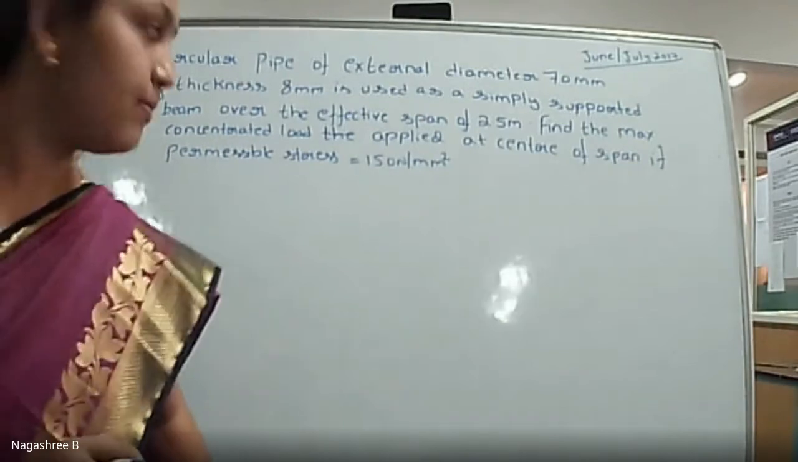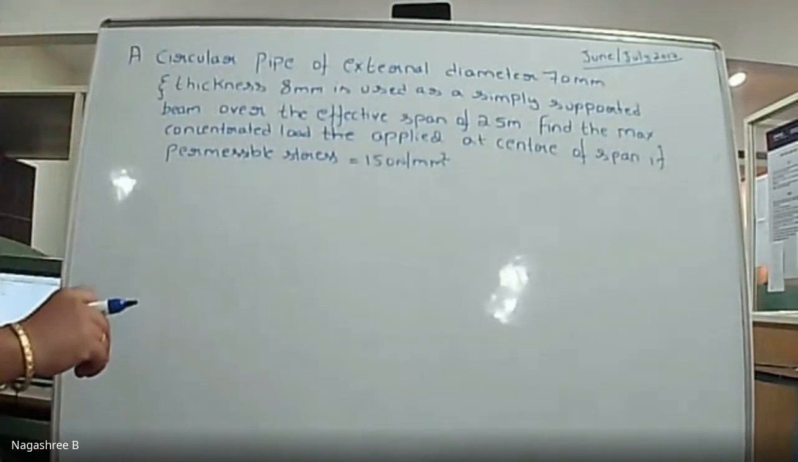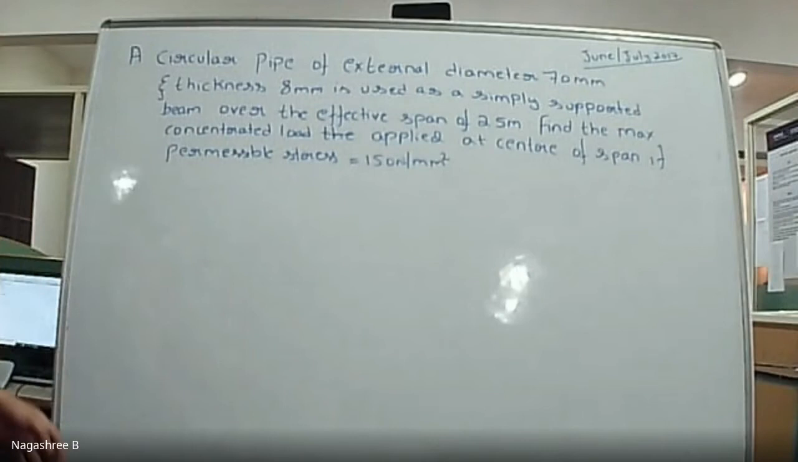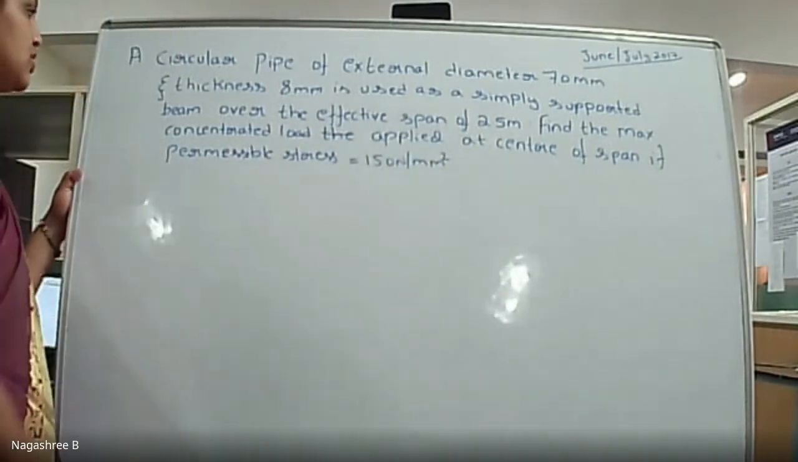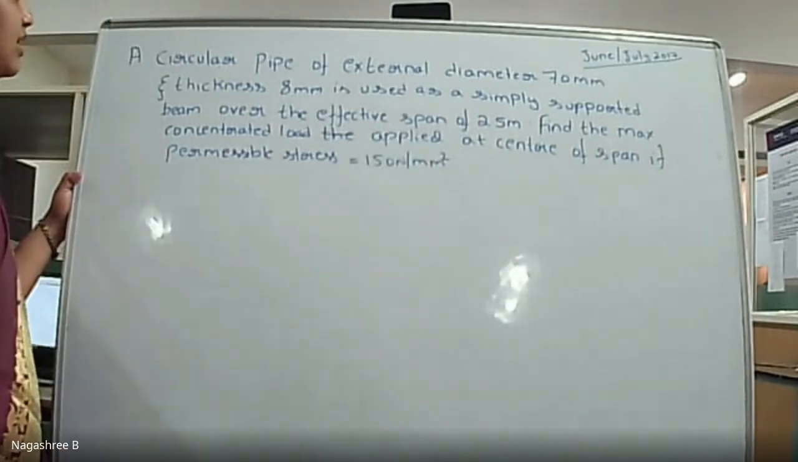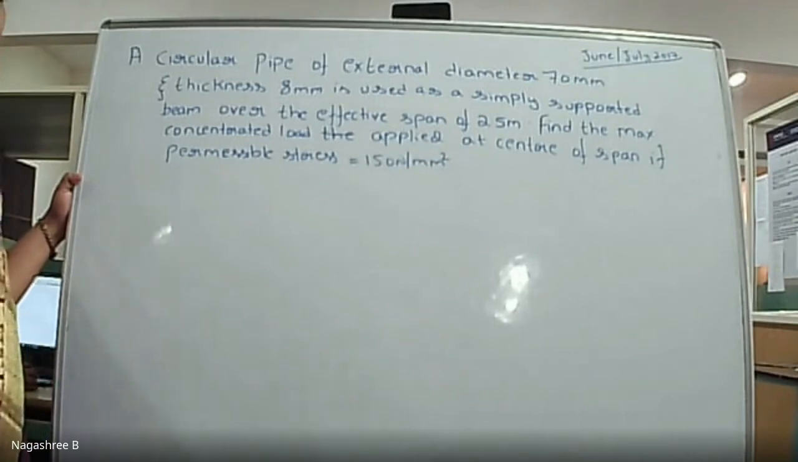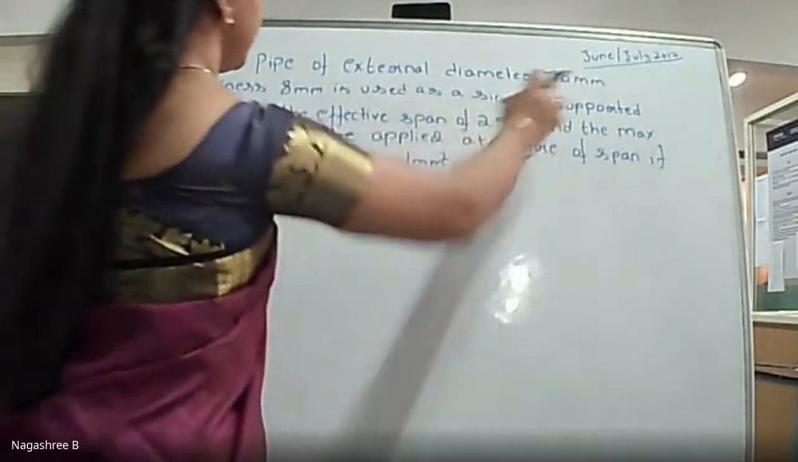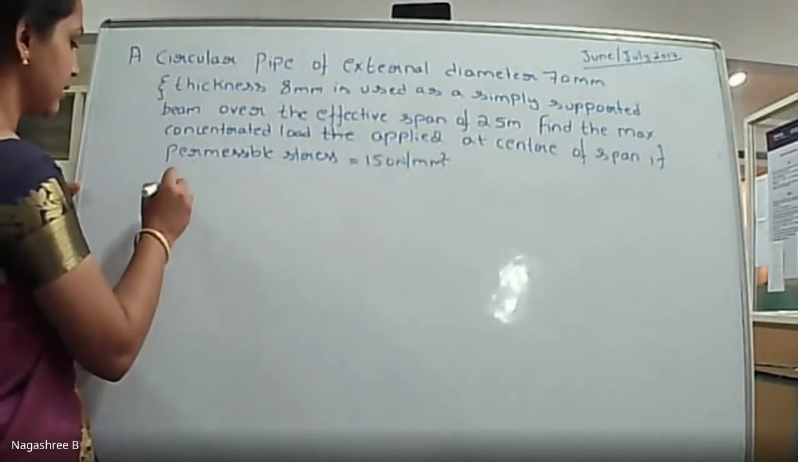So today I'll be discussing a numerical on bending stress, which was a problem from June-July 2017. Here you can observe the question goes like this. This is a circular pipe of external diameter 70 mm.